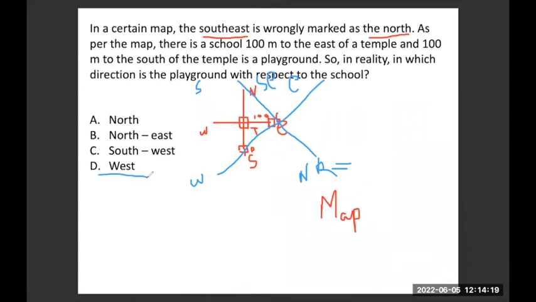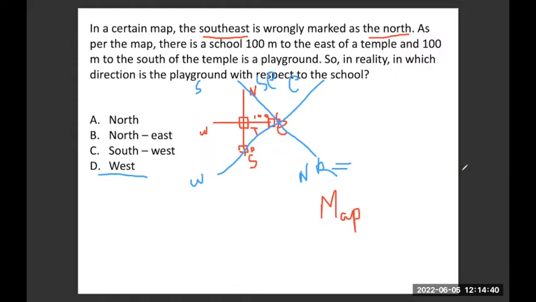In this kind of question, it is very difficult to answer without actually drawing it. Initially I had kept my blue cardinal direction in the center. It's better to draw it with respect to where the school is at the center. And once you do that, you know directly what's the answer. It's the west.